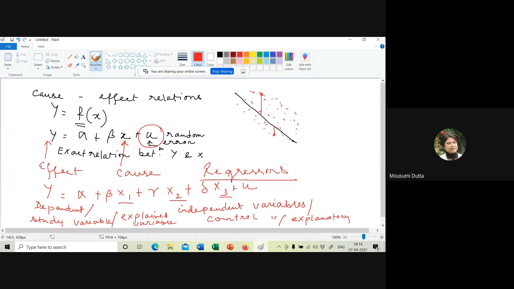This equation is called a regression equation. Y is equal to alpha plus beta x1 plus gamma x2 plus delta x3 plus u. This is called a regression equation. This is not a correlation matrix, rather it is a regression.